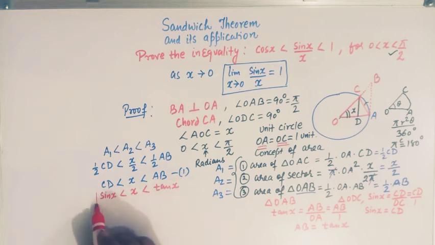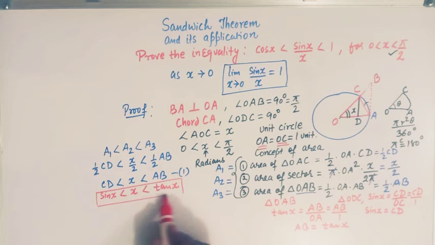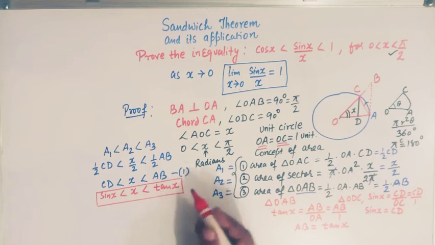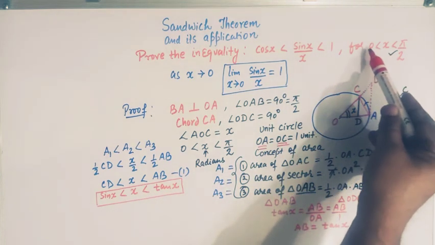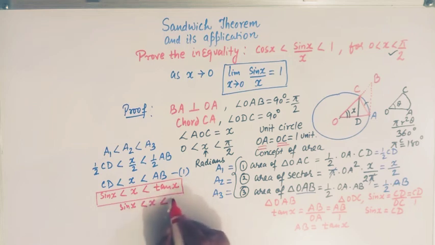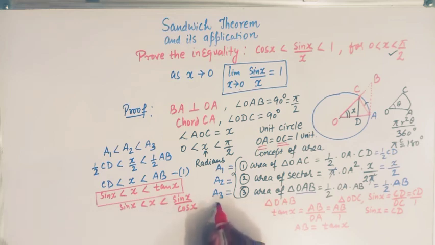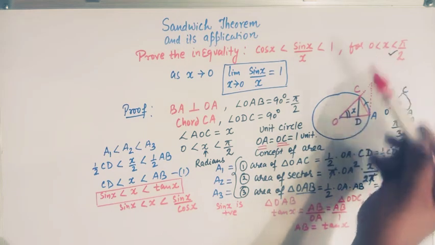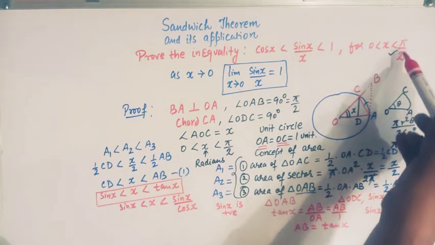So this is an important inequality, that is sin x is less than x, x is less than tan x whenever x is greater than 0 and less than pi by 2. Now we can write this as sin x less than x. For tan x we can write sin x divided by cos x. Now sin x is positive. Sin x is positive in the first quadrant because x is greater than 0 and less than pi by 2.